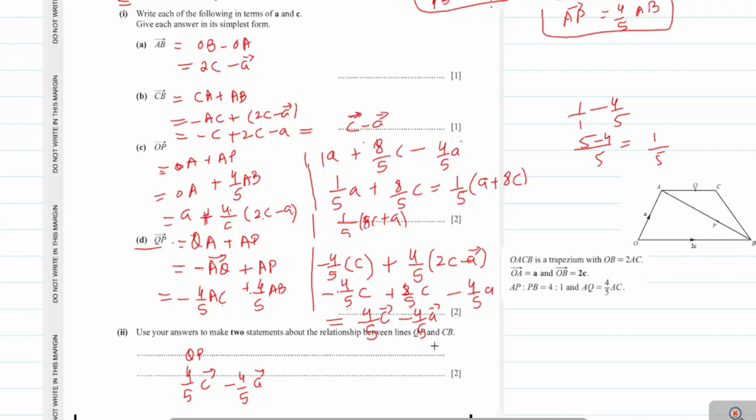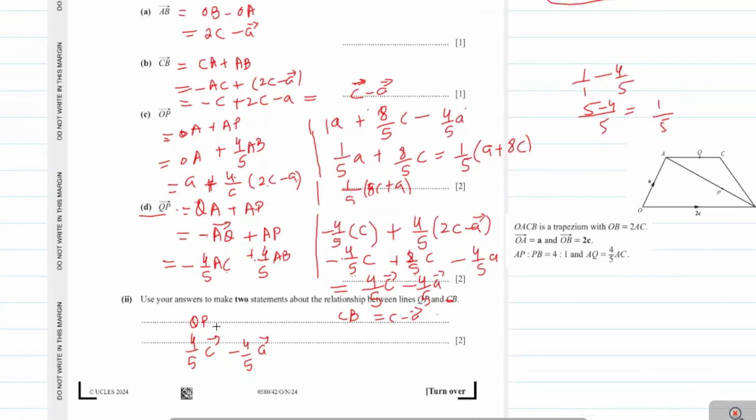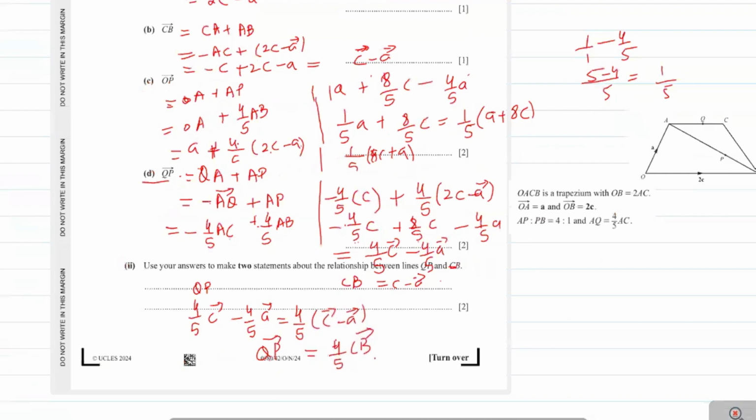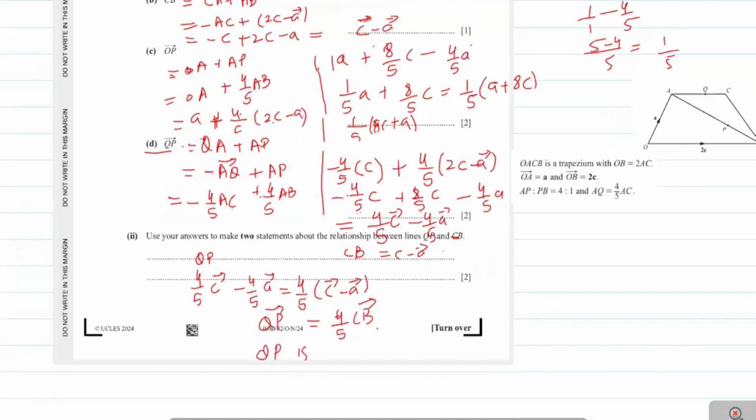And next here is CB, and CB here is C minus A. And look here, we can write QP in terms of, if we take the common 4 over 5, we write C minus A, and C minus A is equal to CB. Therefore, we write 4 over 5 CB, and therefore QP is equal to 4 over 5 CB. Therefore, QP and CB will be parallel. We write here that QP is parallel to CB because QP is equal to 4 over 5 CB.